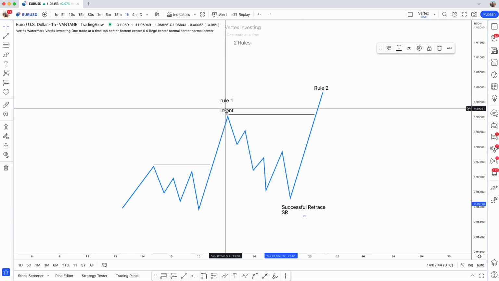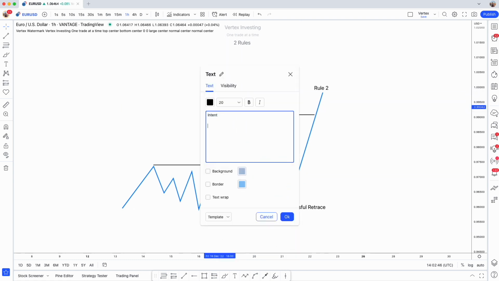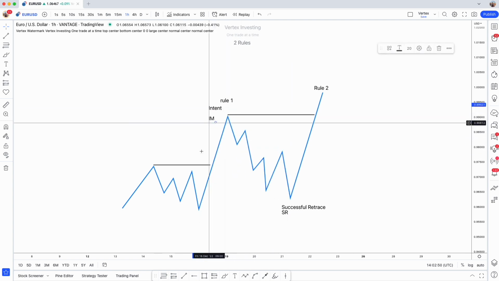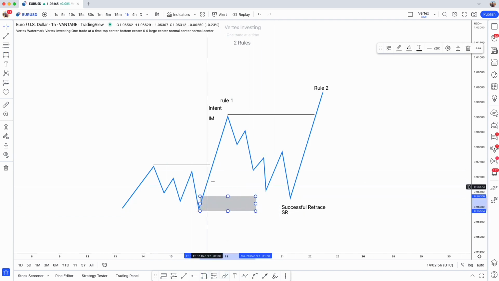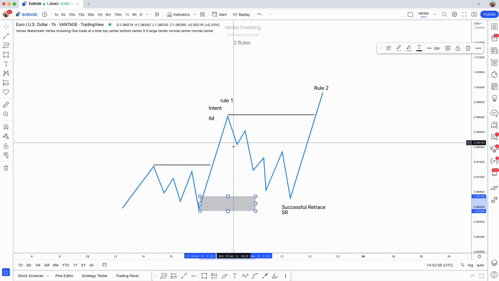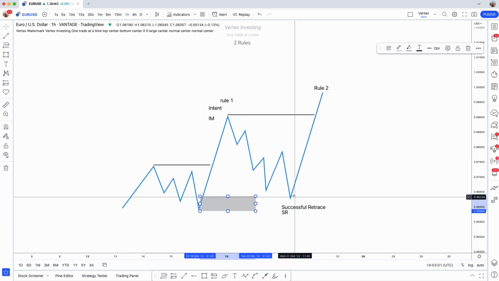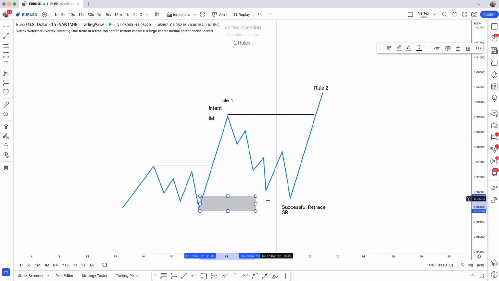And the intent is also sometimes known as the IM. The reason why is because we call this the impulsive leg. And when we start talking about order blocks, whatever the OB is there, that is going to be our IM OB. Or when we talk about the SR, that's going to be our SR OB.